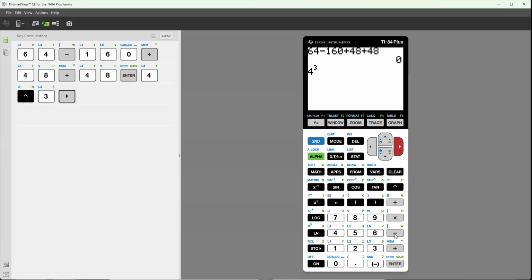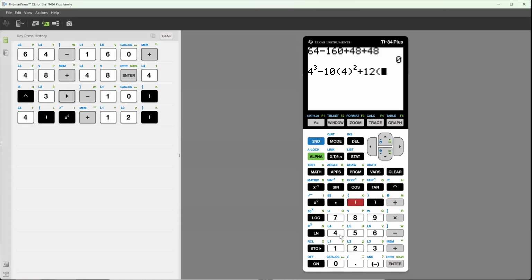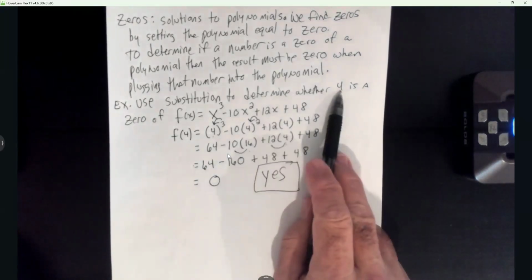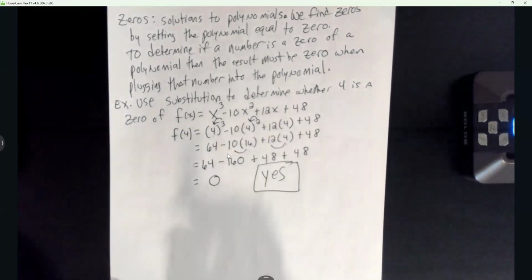And then when you come back down, you had minus 10 times 4 squared plus 12 times 4 and then plus 48. So you can push it all in like that and hit enter and you get that 0, okay? So since this equals 0, this answer would be yes. 4 is a 0 of that polynomial, okay?